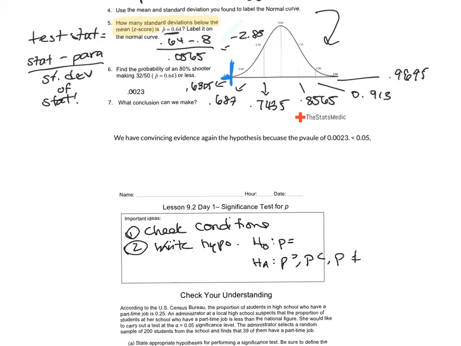The other thing to remember here is that if I do this on my calculator, it is called a one-prop z-test, and it is under stat, go over to tests, and it is option number 5 on our list. So now we're at the point where we know what A is, what B is, and what option number 5 is.